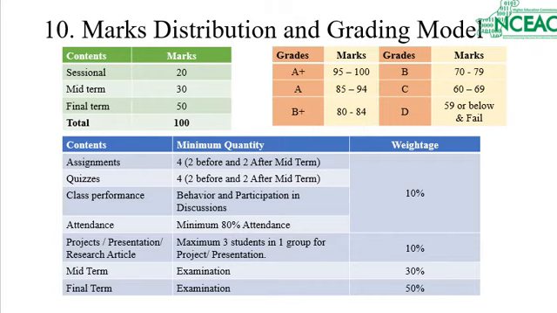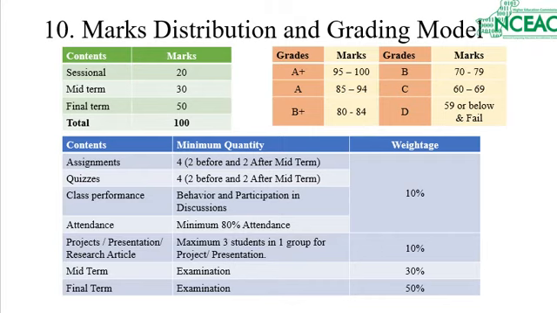Attendance record, minimum 80% attendance, gets 10% weightage. Similarly, for the presentation, the semester project, or producing a research article, which will also have 10% weightage. It depends on department to department how they distribute the weightage of the marks for the sessional.